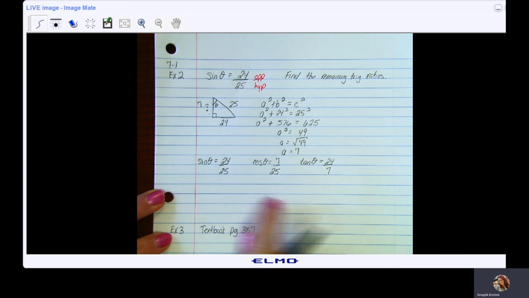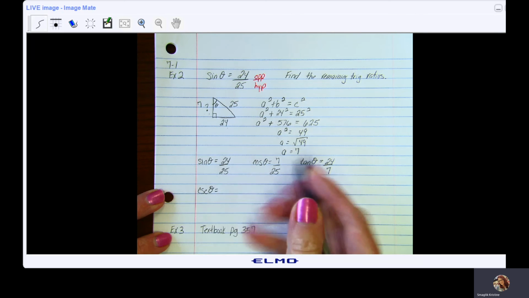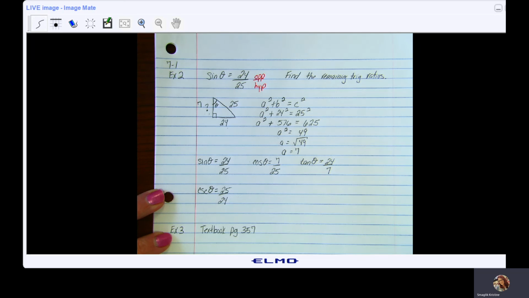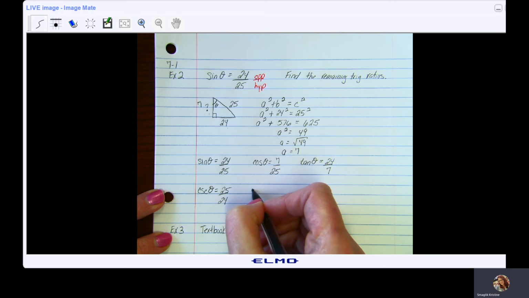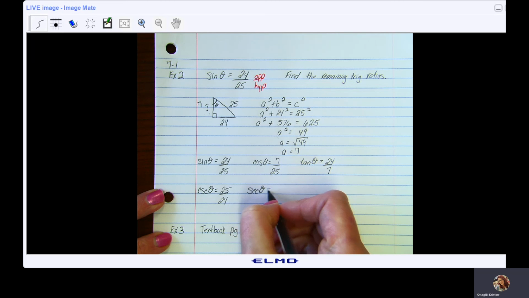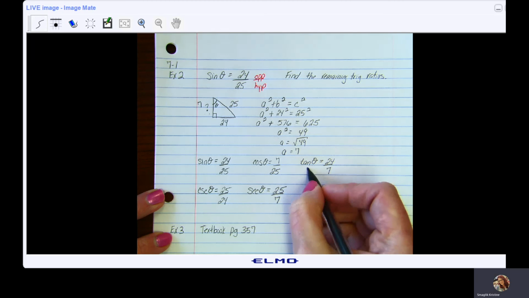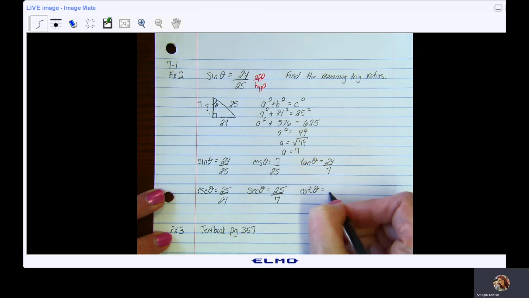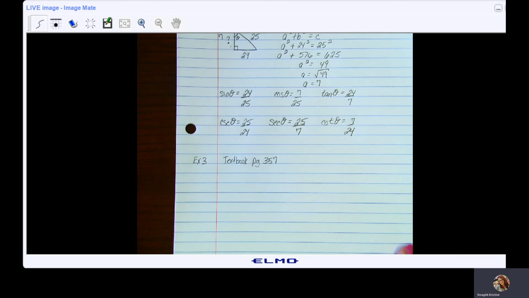And now let's do the reciprocal identities. The reciprocal of sine of theta is cosecant. Cosecant of theta, flip your fraction, 25 over 24. And now here, reciprocal of cosine is secant. Secant of theta equals 25 over 7. And then the reciprocal of tangent is cotangent. And flip your fraction, 7 over 24. Done.